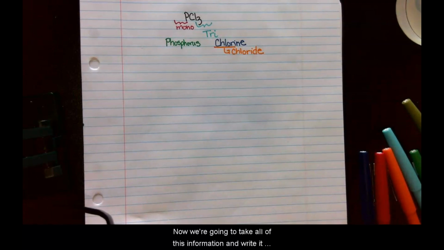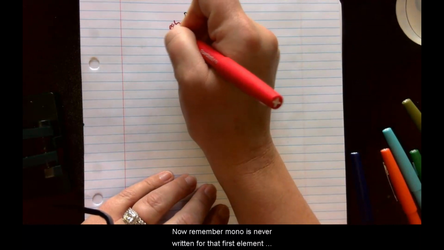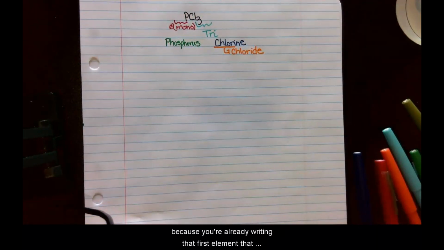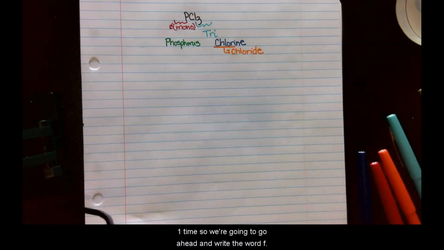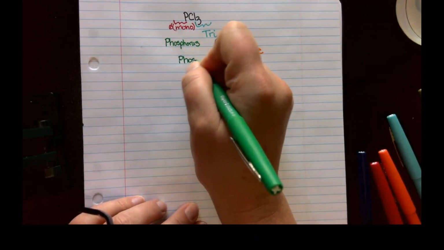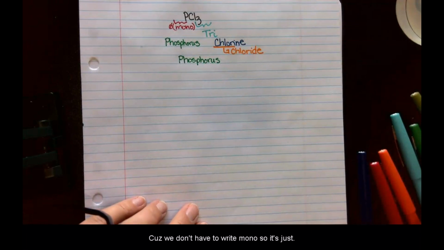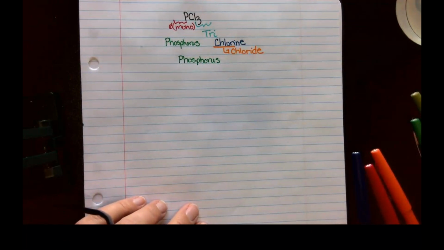Now we're going to take all of this information and write it into a chemical name. Now remember, mono is never written for that first element because you're already writing that first element that one time. So we're going to go ahead and write the word phosphorus as our first element because we don't have to write mono, so it's just phosphorus.